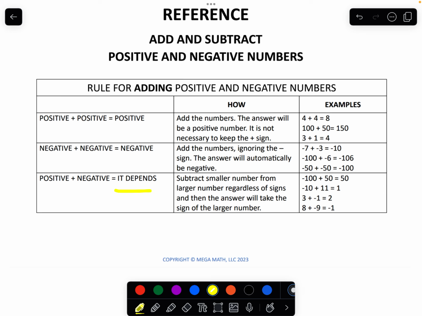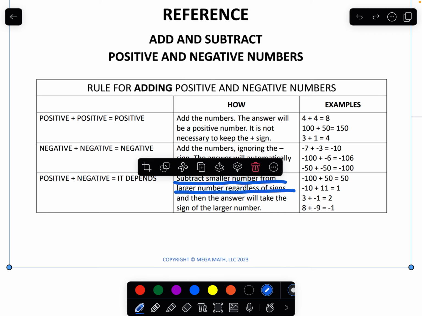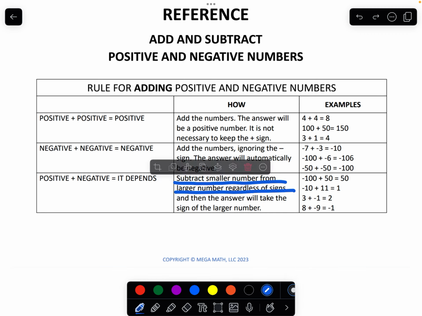Well, it simply depends. And the rule is whatever two numbers you're adding together, if one is positive and the other one is negative, you basically subtract the smaller number from the larger number, regardless of the signs. You could ignore the signs, plus or minus, and then the answer will use the sign of the larger number. Let's do some examples there.